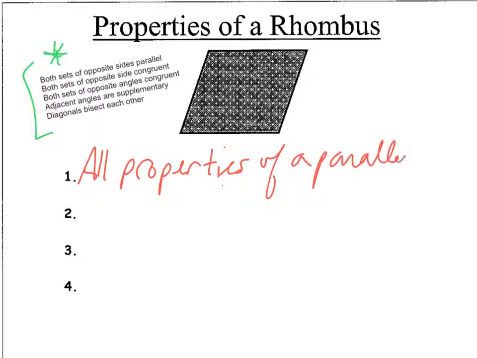Now there are 3 more properties that make a rhombus unique and different from a parallelogram. We can see it looks like a parallelogram, but there are a few things that are going on here that make it unique. The first and most obvious property is that, unlike a parallelogram, in a rhombus all sides are equal. Very important property, will help us solve a lot of problems.